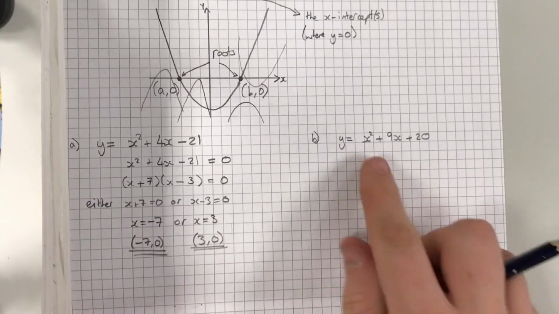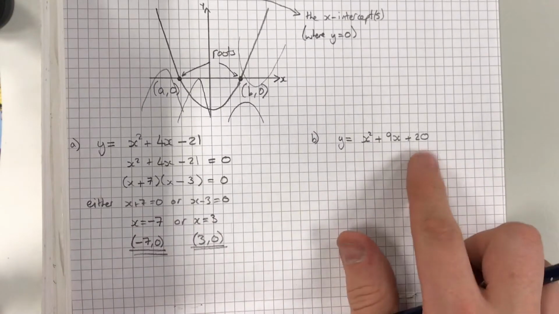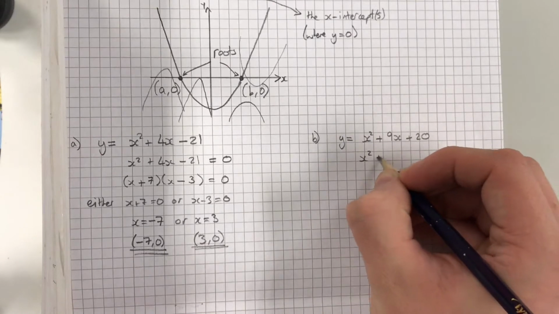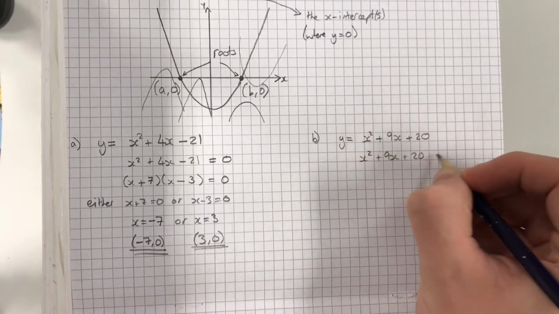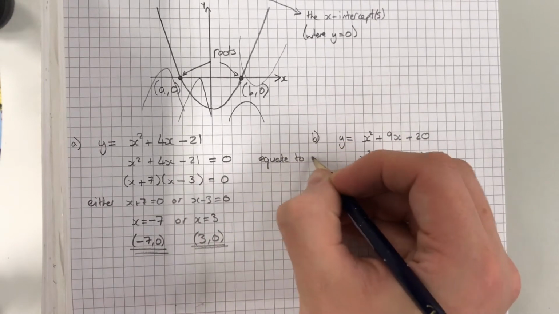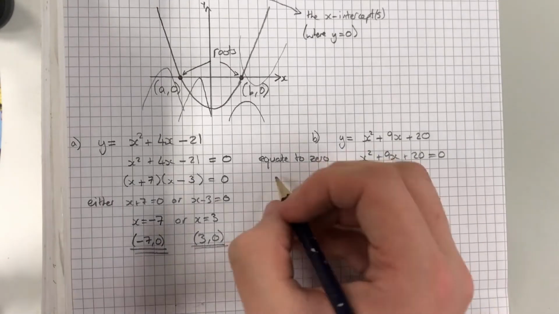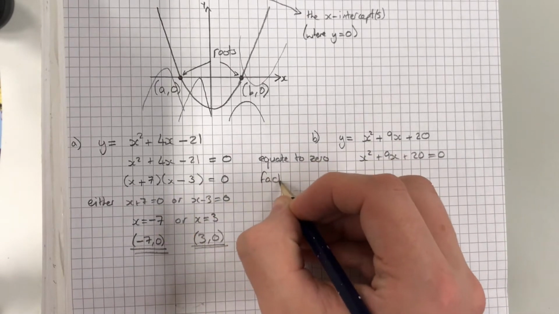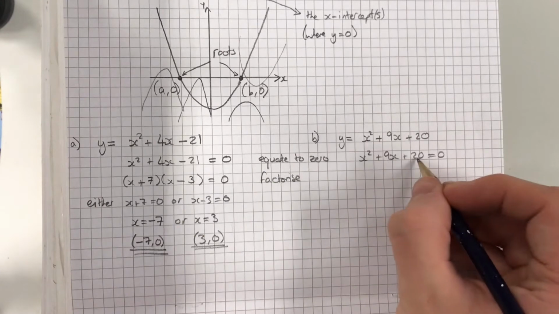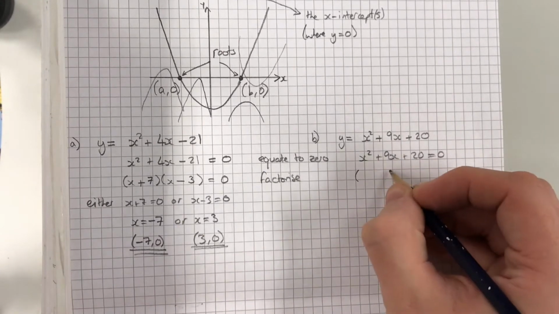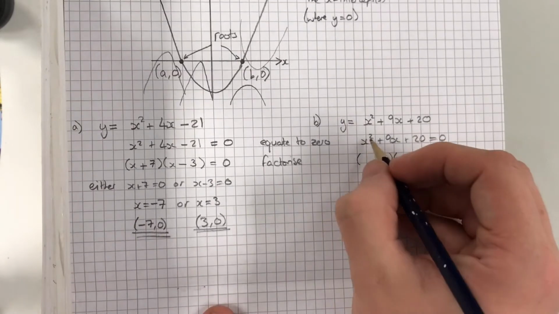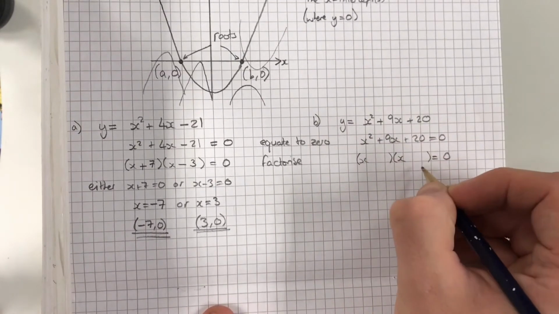Let's try again with another example. We've got x squared plus 9x plus 20. So, first step, equate to 0. Then what we did after that was we factorized. Again, we've got 3 terms, which means you need 2 pairs of brackets equals 0. X times x will give you the x squared.